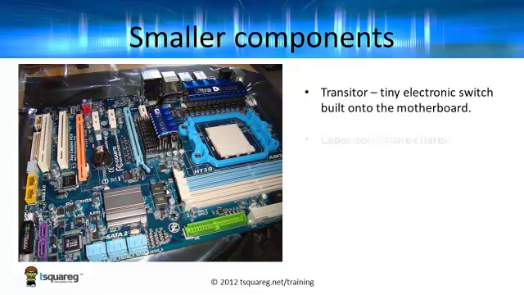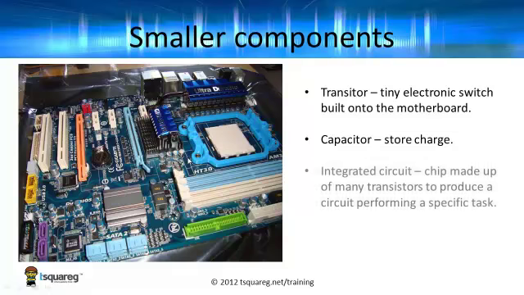You've also got capacitors, these cylindrical-like objects over here, and they store charge. And you've also got these rectangular, normally dark in color, flat integrated circuits. And they're made up of millions of transistors. They're designed to perform a specific function. And we're going to talk about some important integrated circuits in a moment.